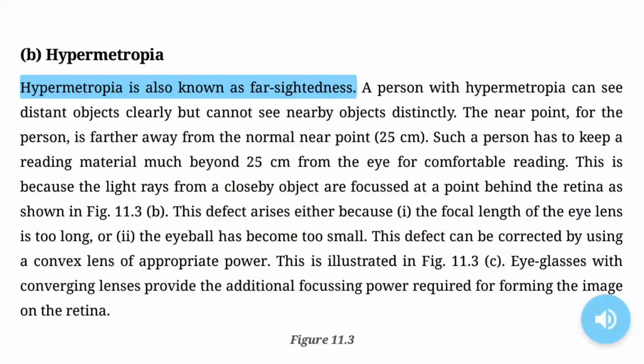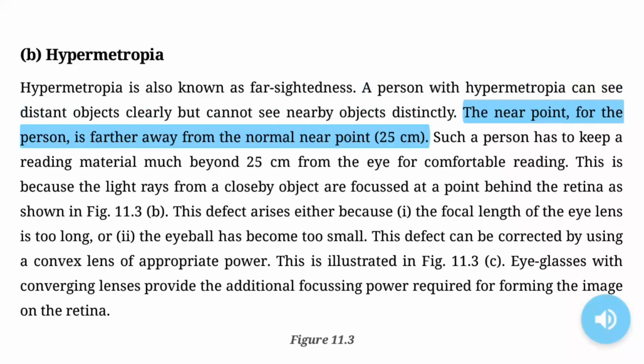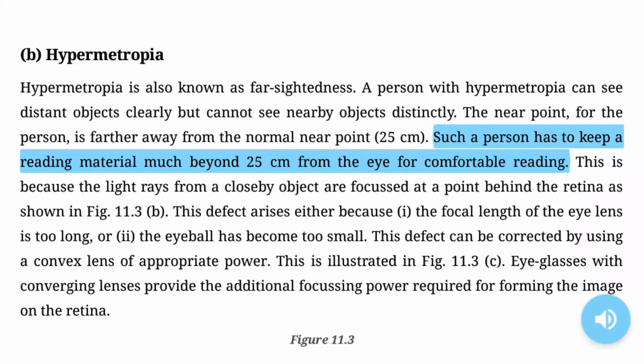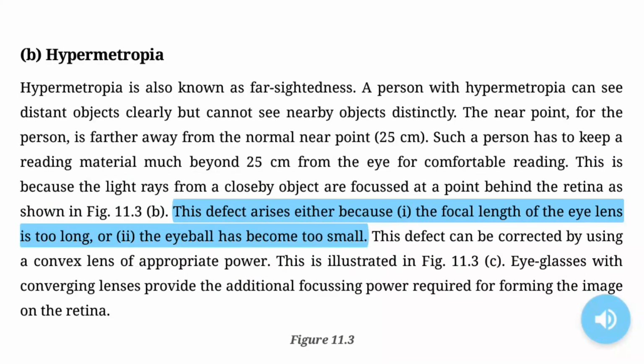B. Hypermetropia. Hypermetropia is also known as farsightedness. A person with hypermetropia can see distant objects clearly, but cannot see nearby objects distinctly. The near point, for the person, is further away from the normal near point, 25 centimeters. Such a person has to keep a reading material much beyond 25 centimeters from the eye for comfortable reading. This is because the light rays from a close object are focused at a point behind the retina as shown in Fig. 11.3b. This defect arises either because the focal length of the eye lens is too long, or the eyeball has become too small.